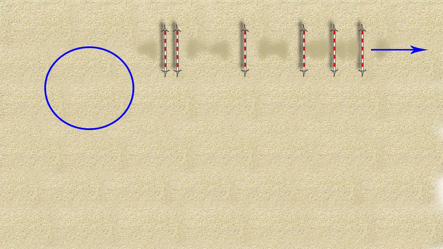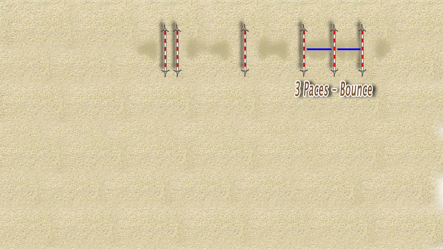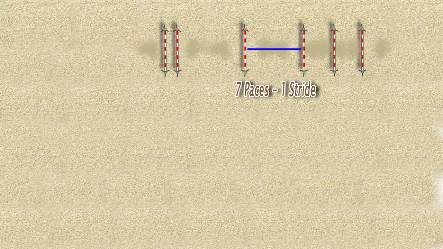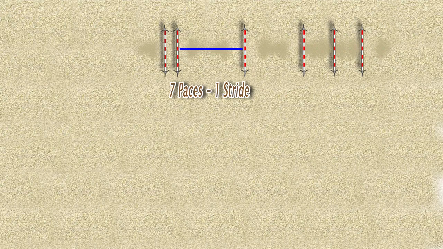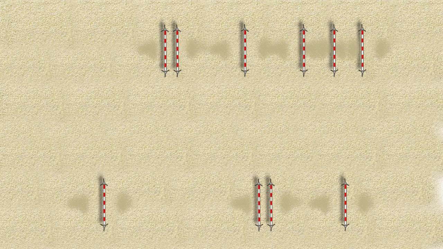So these are the measurements for the gymnastic. It's 3 paces for the 2 bounce strides. Then 7 paces from the last bounce to the vertical, and then another 7 paces from the vertical to the oxer. Then down the other long side of your arena, you set up this line.